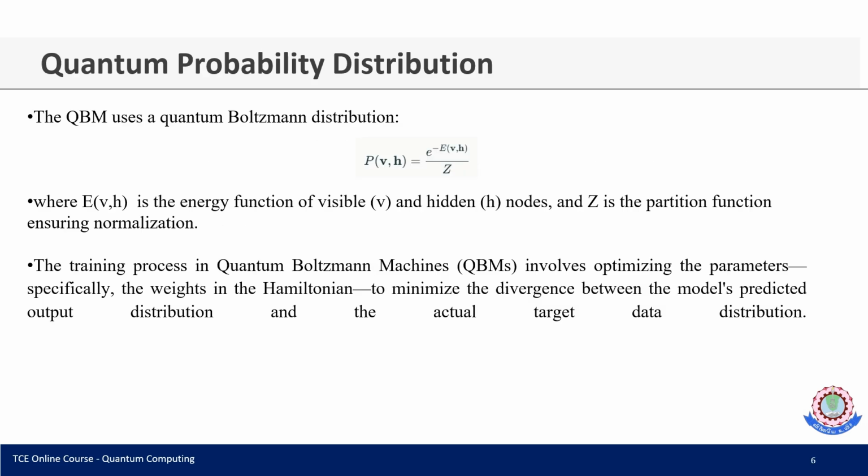The QBM uses the quantum Boltzmann distribution P(V,H) = e^(-E(V,H))/Z, where E(V,H) is the energy function of the visible (V) and hidden (H) nodes and Z is the partition function ensuring normalization. The training process in the quantum Boltzmann machine involves optimizing the parameters, specifically the weights in the Hamiltonian, to minimize the divergence between the model's predicted output distribution and the actual target data distribution.